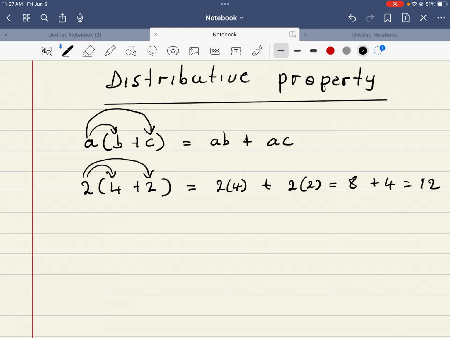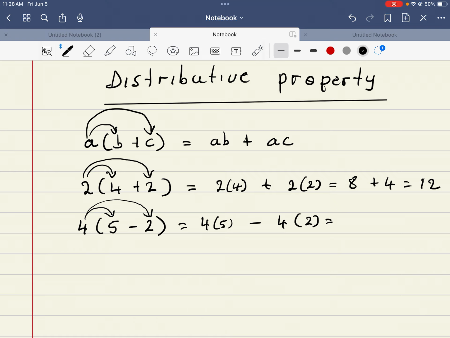We can also do the same thing with subtraction. Let me give you an example. Let's say 4(5 minus 2). Now this could be a bit confusing because some people may think the minus might be a negative, but just ignore this minus and do the same thing. Distribute 4 here, and then distribute 4 to just 2. So that would give us 4 times 5 minus 4 times 2. And that would give us 20 minus 8, which would give us 12.